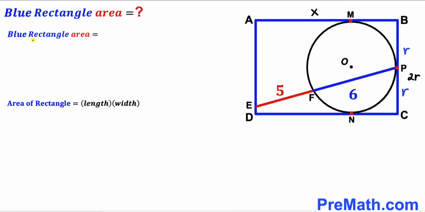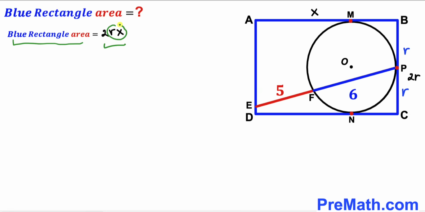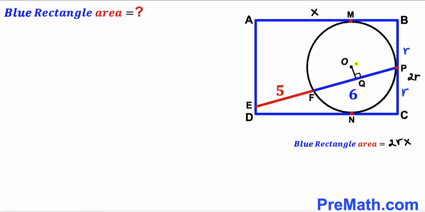So our blue rectangle area is going to be, our length is x and our width is 2 times r, and so we can put it down like 2 times r times x. Therefore the blue rectangle area is going to be equal to 2rx. Now our task is to find the value of r times x. In this next step, I have dropped this perpendicular OQ on this chord FP.